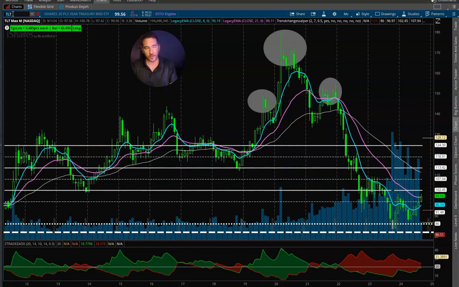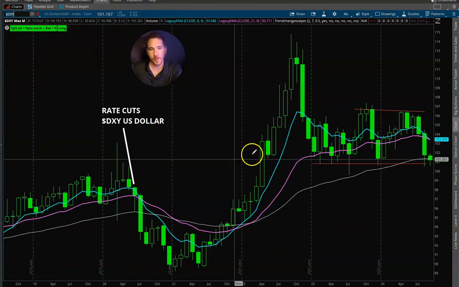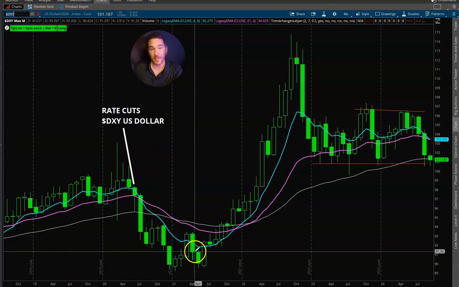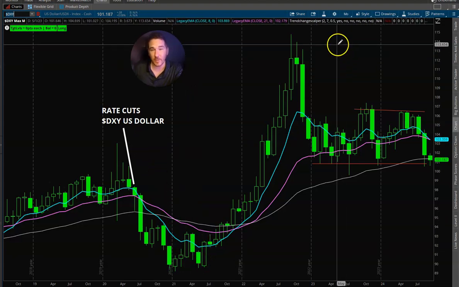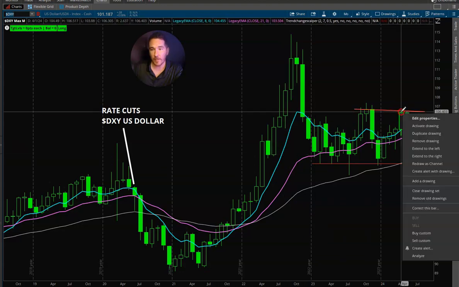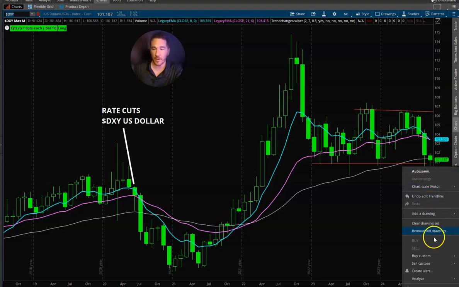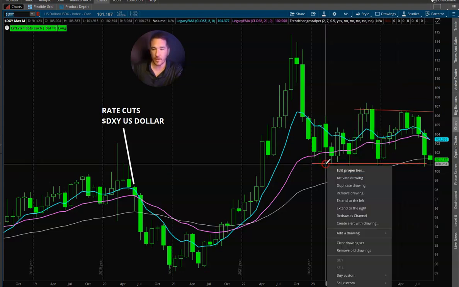Because the dollar's been dropping. Let's take a look at the dollar. There's where we cut interest rates and TLT exploded. There's where we raised them and TLT dropped. We have a bearish rectangle right now. That's what this pattern is. It is a bearish rectangle.